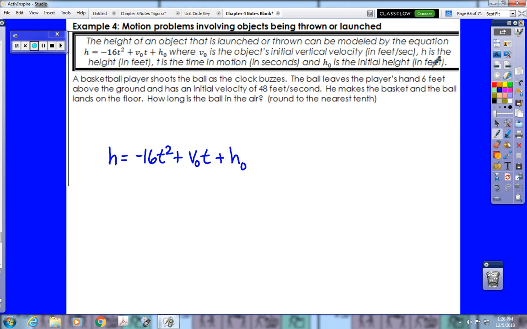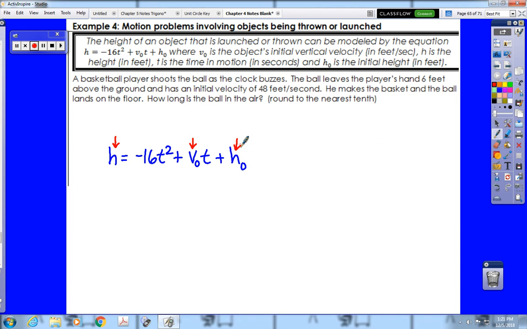So you can't get scared when you see the wall of text. From there, what we are going to do is read the problem, and we have to pick out 3 values. We're going to find 3 values to replace: h, initial velocity, and height.